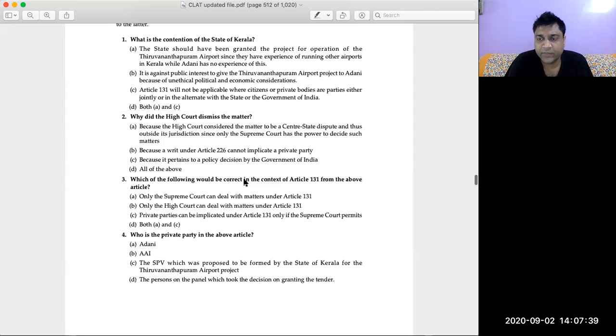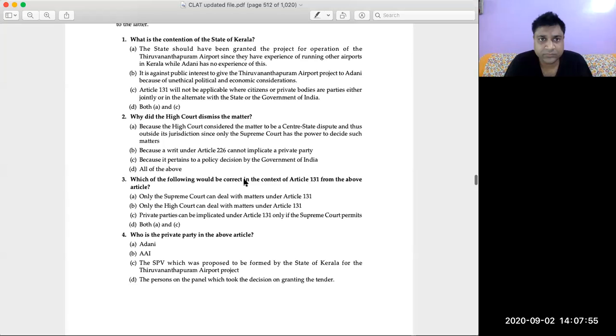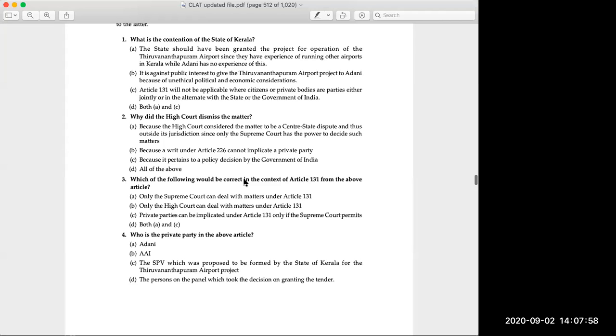Okay, Tanay, go ahead. Sir, in my opinion, option B is the correct one because it is clearly written that Article 131 is not applicable, and that was the reason why High Court dismissed the case. So that is one. And the second one, option A. The core reason of the disagreement was the state should have been given the project because they had more experience operating all these things in Kochi and in Kerala. And Adani Group has no experience, according to Thiruvananthapuram.